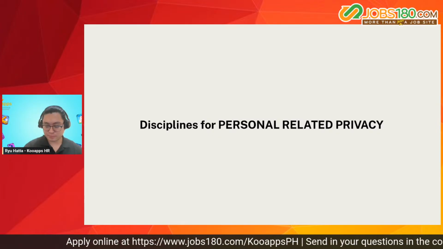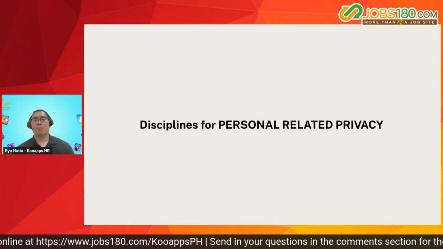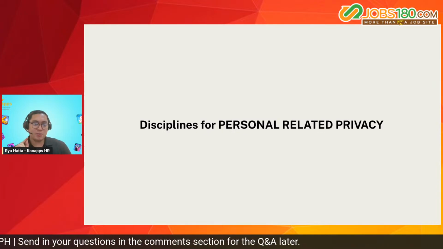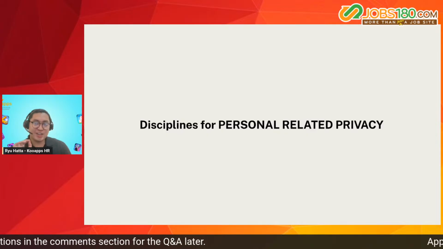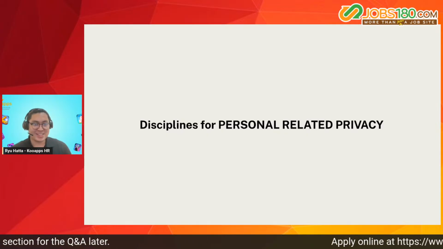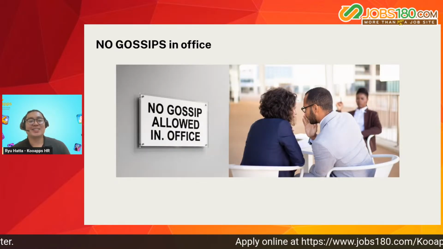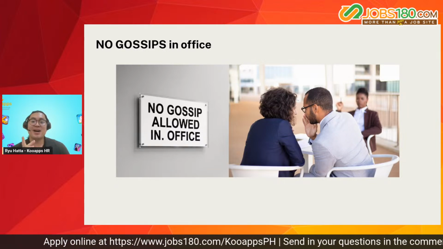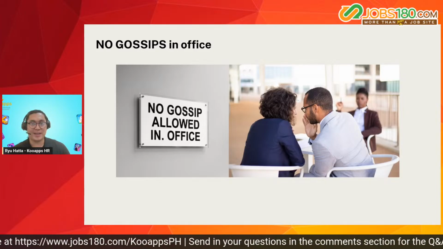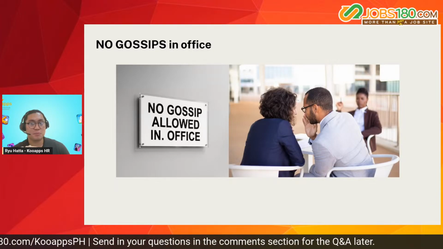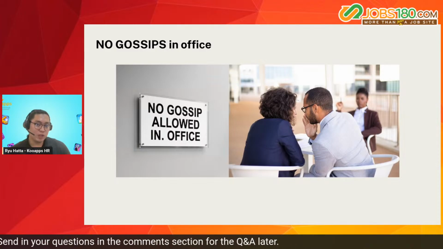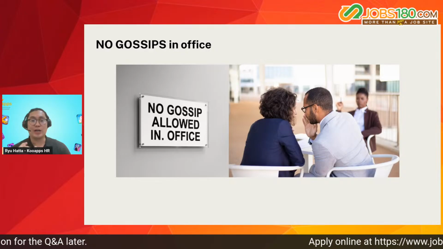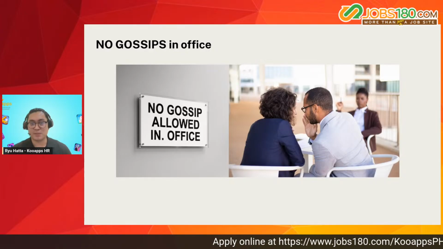Okay. Now, earlier we discussed materials or sensitive information that should be kept in the office. Now, how about proper disciplines for personal-related privacy? Hey guys, here goes. All right, so no gossips in the office first and foremost. Guys, keep in mind the term is workplace, not gossip place. So, what should happen in a workplace should be work-related tasks or issues, but never gossips.